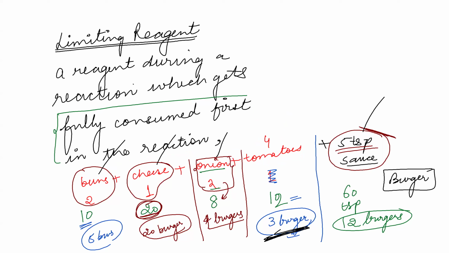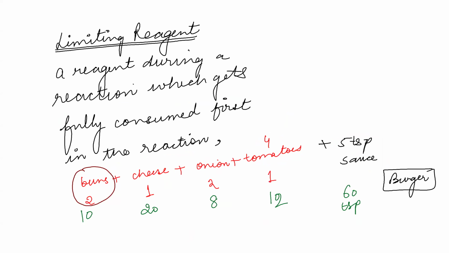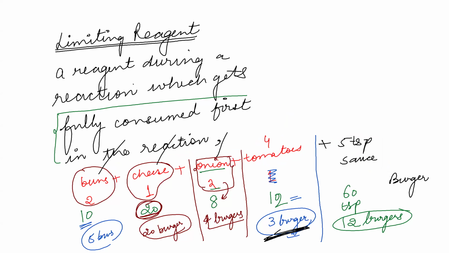And when the entire process of making burgers stops, what does that mean? That means there will be waste of the ingredients. Exactly. So these reagents will be my excess reagents, and the other one would be my limiting reagent.